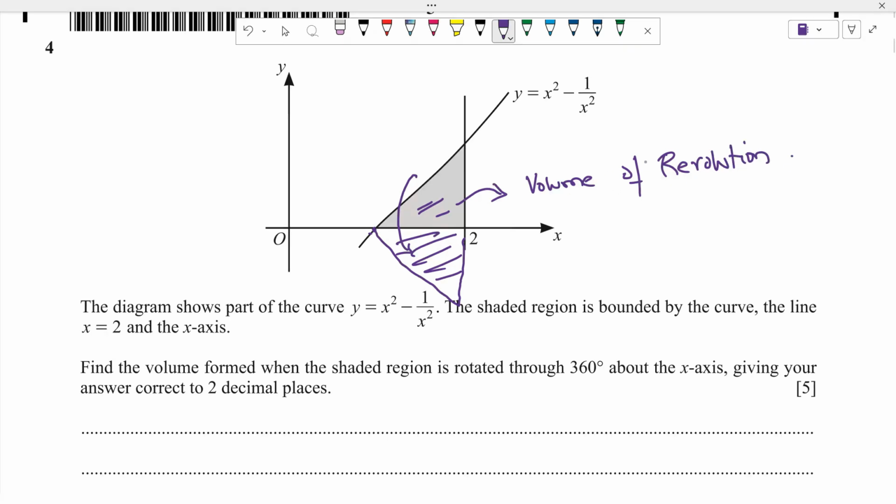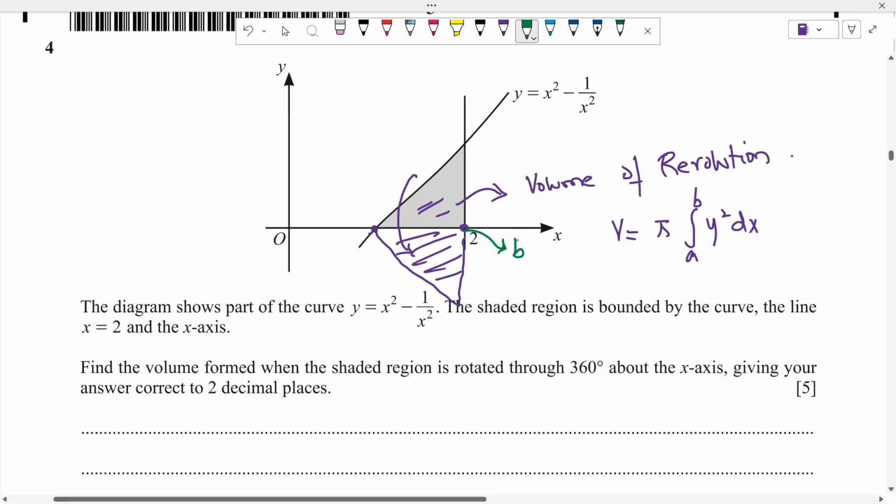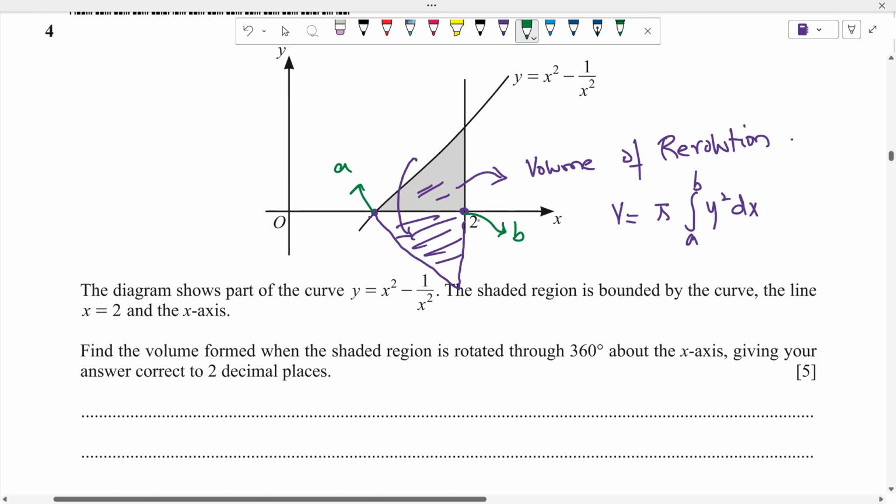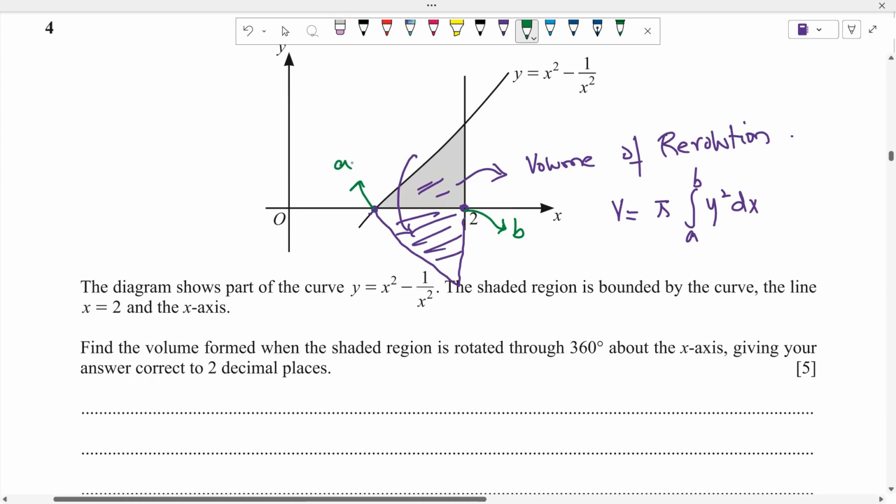The volume of revolution is calculated using the formula V equals pi integral from a to b of y squared dx. In this case y is given, and the range a to b is from this point to this point. So this one is b and this one is a. We have already been given the value of b, we need to find the value of a. So first we find the value of a.